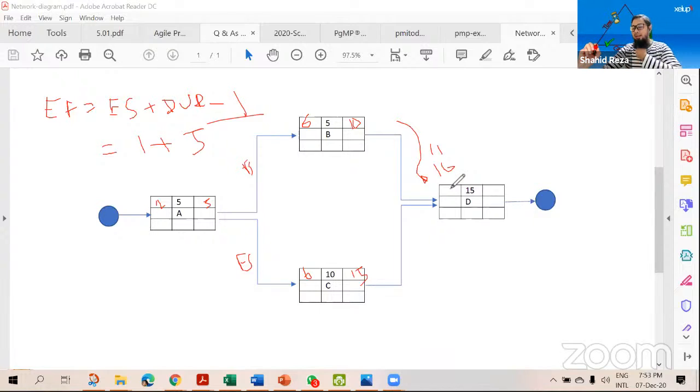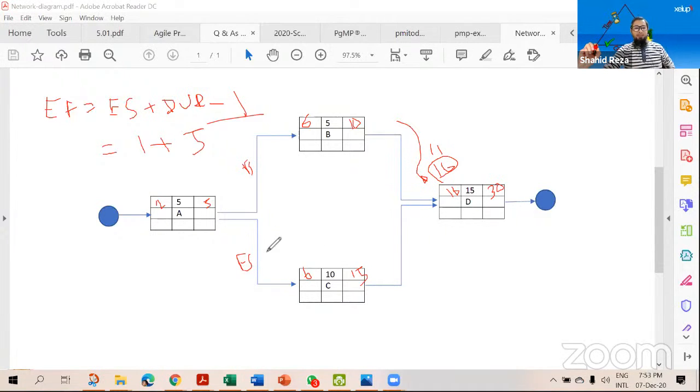So what shall we take? We take the highest one, right? Because these two tasks need to finish to start this task. We cannot take 11. We have to wait for this task to finish. So the 16th will be the highest one; we will take the 16th. All right, so 16 plus 15 equal to 31 minus 1 equal to 30. That means this is the earliest finish date of the last task.